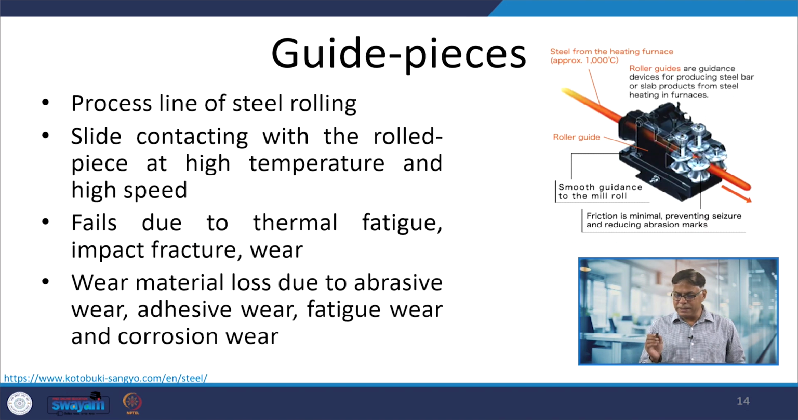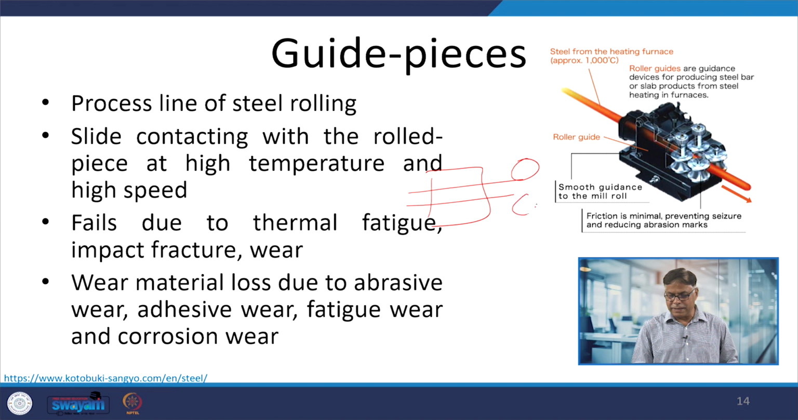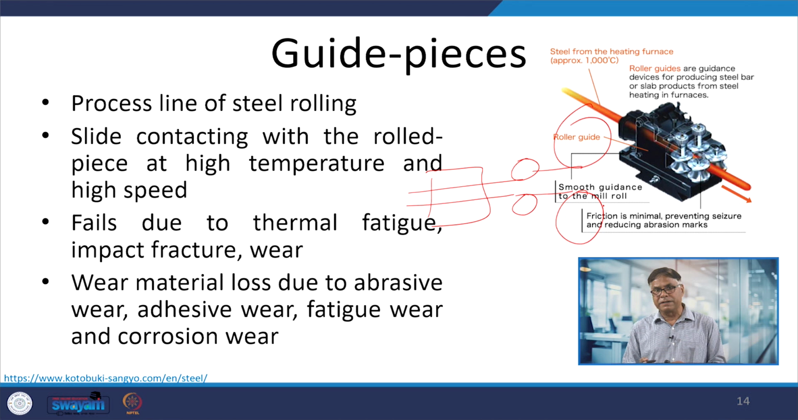When the rolling is happening, there may be a furnace from where the material is heated, then this material is guided with the help of the guide pieces, and then it passes through the rolls for the rolling purpose. These guides are supposed to feed the stock material to the rollers in a very aligned and perfect manner, so that it is rolled effectively. That is what we can see here.